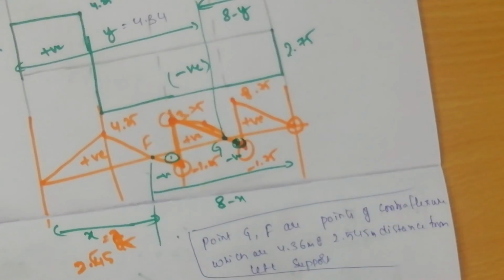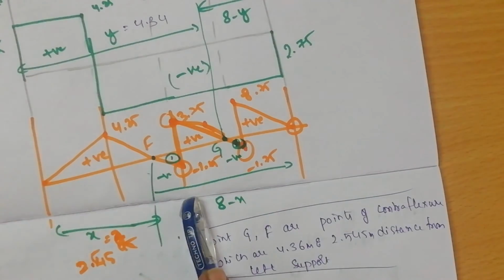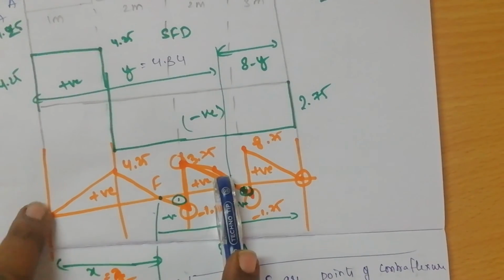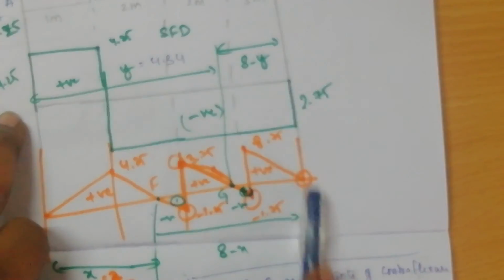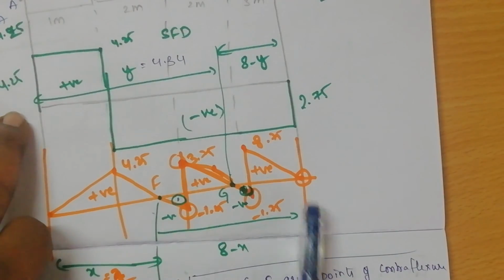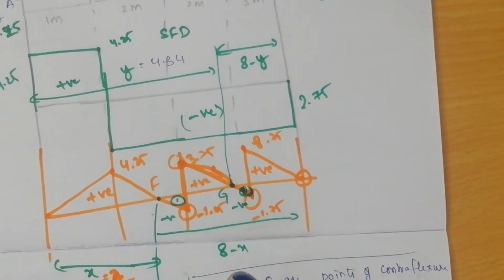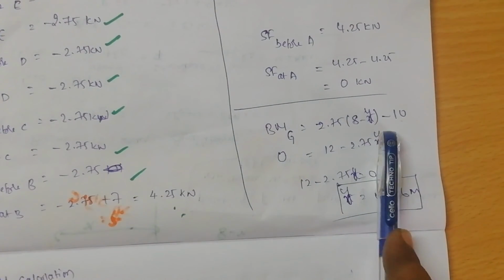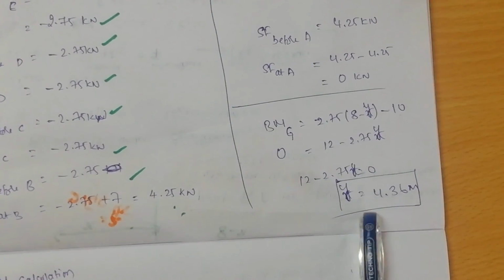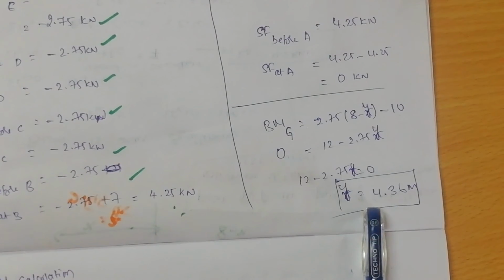Next, similarly, at point G, from the left support I am considering the distance as y. So the remaining distance will be 8 minus y. So from RB it is at a distance of 8 minus y. So I have written here 2.75 into 8 minus y minus 10. Minus 10 is the only load which is present before that point. So when you do the calculation here, you will get y is equal to 4.36.